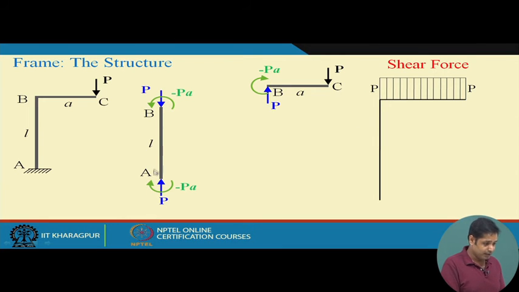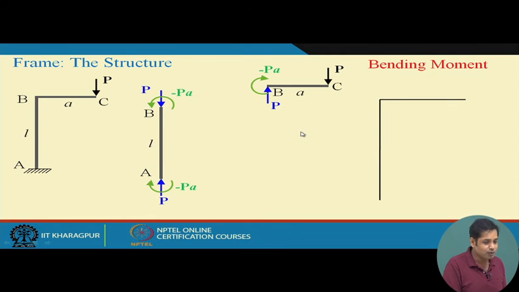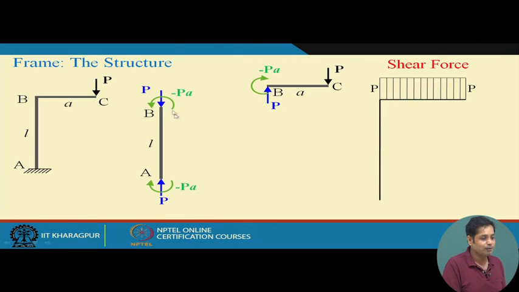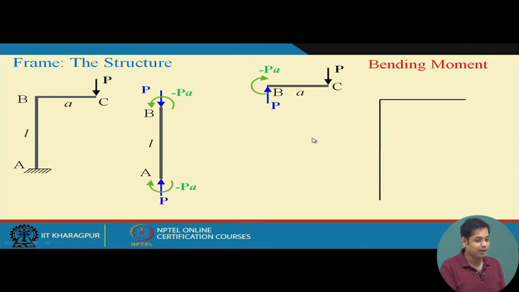Now, what is the shear force for AB? There is no shear force for AB, because the horizontal forces are 0. So, this is the shear force diagram for the entire structure. Now, let us draw the bending moment diagram.